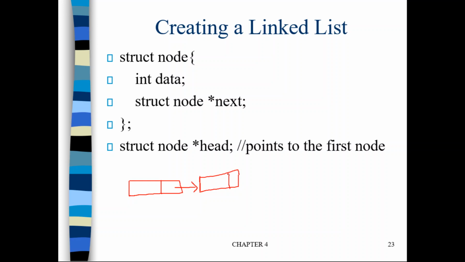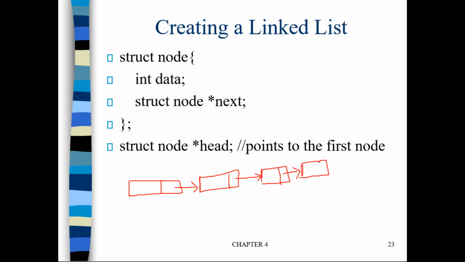There will be a set of nodes, and every node will have two parts, a data part and a pointer part. The data part can have either one data item or more than one. For example, the data part may include the name of a person, age, height, weight, like that. It is not that it should have only one data item. And the pointer part will always point to the next node.